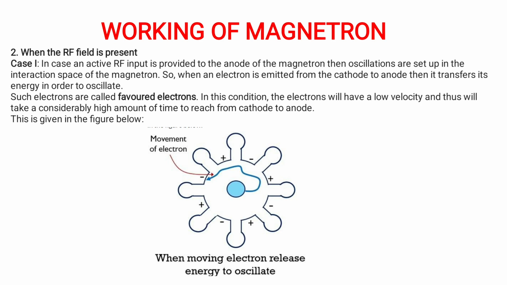And the second major case is when the RF field is present. So in case an active RF input is provided to the anode of the magnetron, then oscillations are set up in the interaction space of the magnetron. So when the electron is emitted from the cathode to anode, then it transfers its energy in order to oscillate. Such electrons are called favored electrons. In this condition, the electrons will have a low velocity and thus will take a considerably high amount of time to reach from cathode to anode.